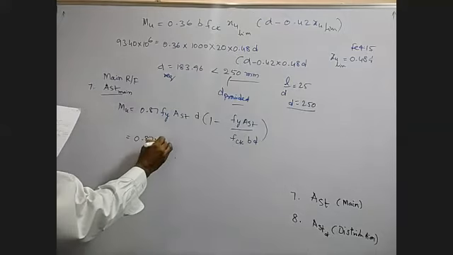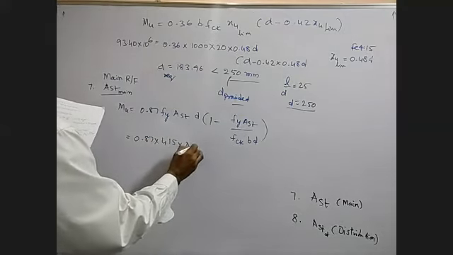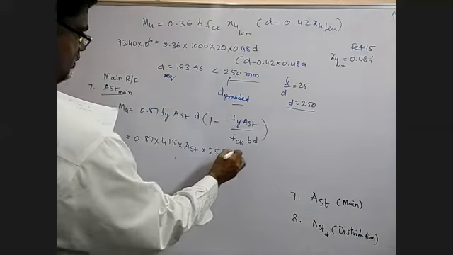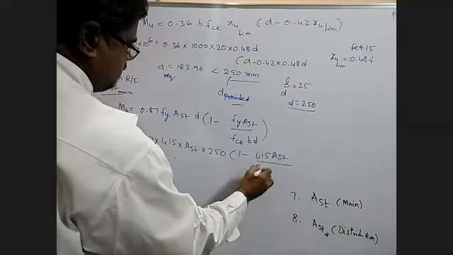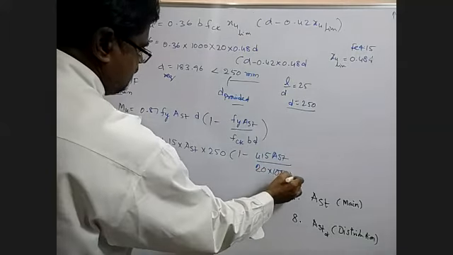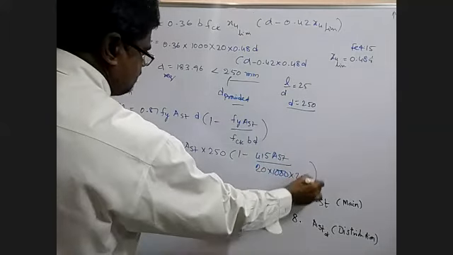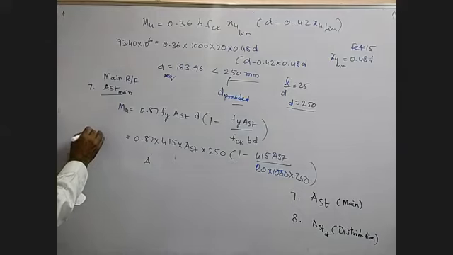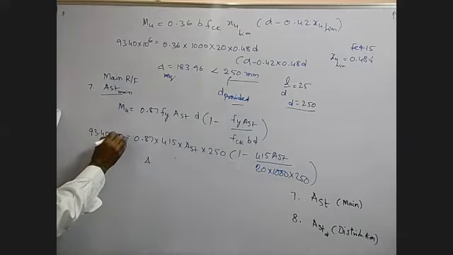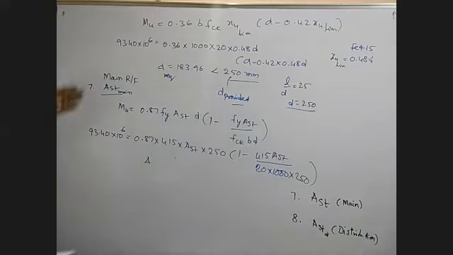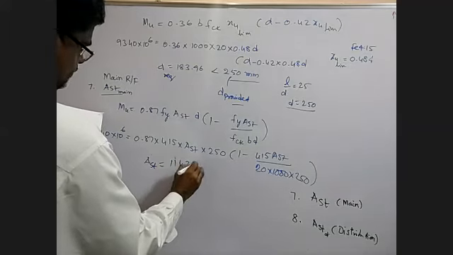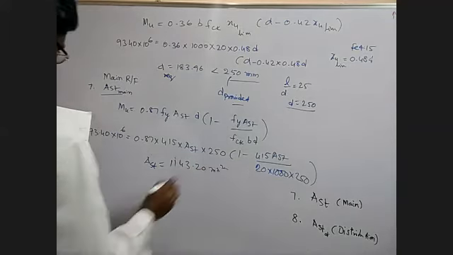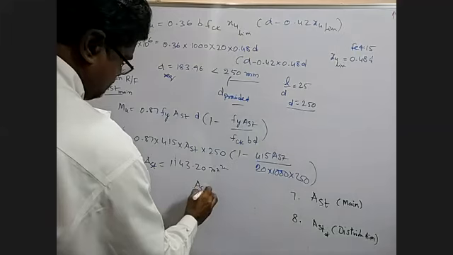0.87 × 415 × AST × D, where D is 250, × (1 − 415 × AST / (20 × 1000 × D)), D is 250. So AST is equal to 93.40 × 10 to the power 6. If you take 87 in the second method, there should not be a big difference. Okay, now AST is equal to 143.20 mm square.